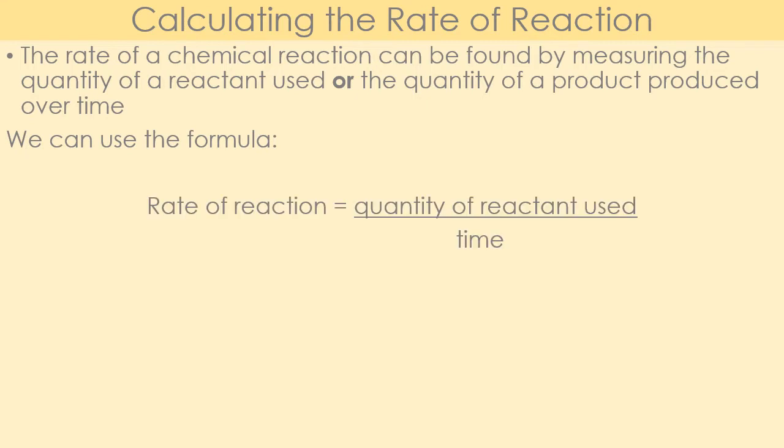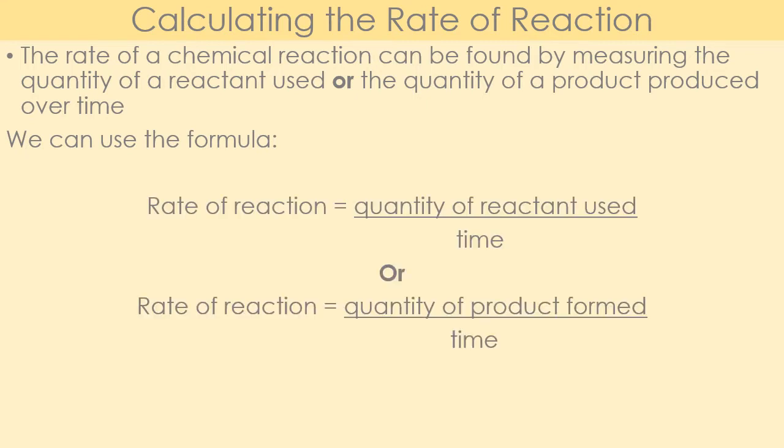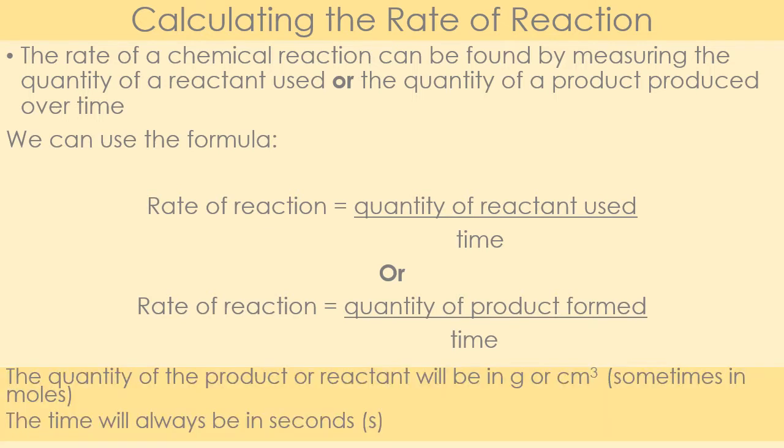So we have two formulas. They're pretty much the same thing. So we have our rate of reaction is either the quantity of reactant used divided by time, or the quantity of product formed divided by time. Both will give a rate. And importantly, the quantity of the product or reactant will either be in grams or in centimeters cubed. You need to make sure it's in grams or centimeters cubed.